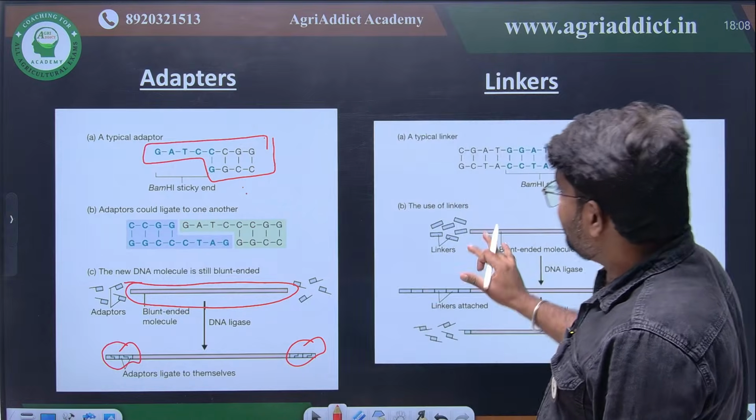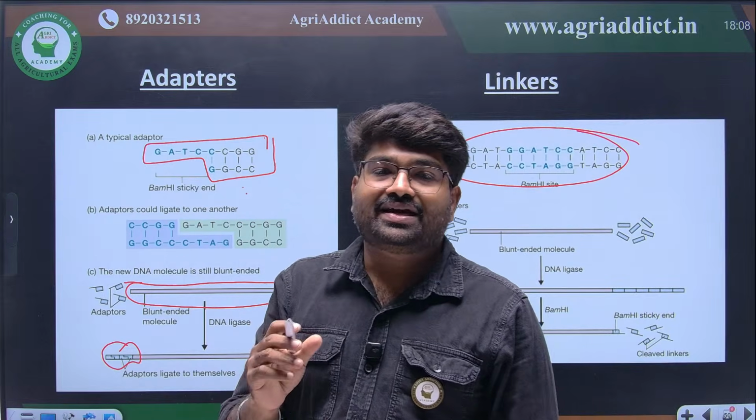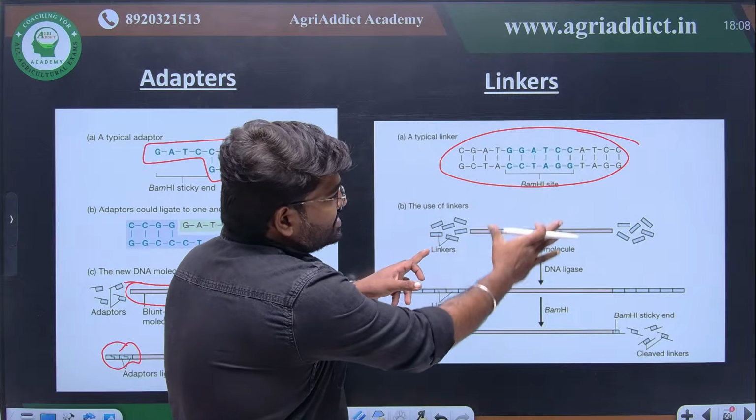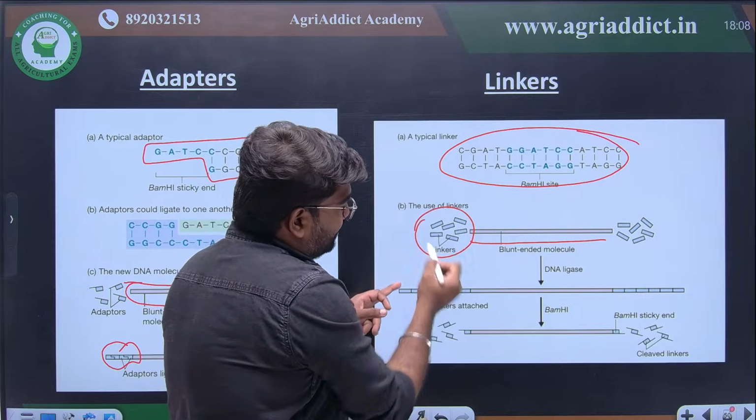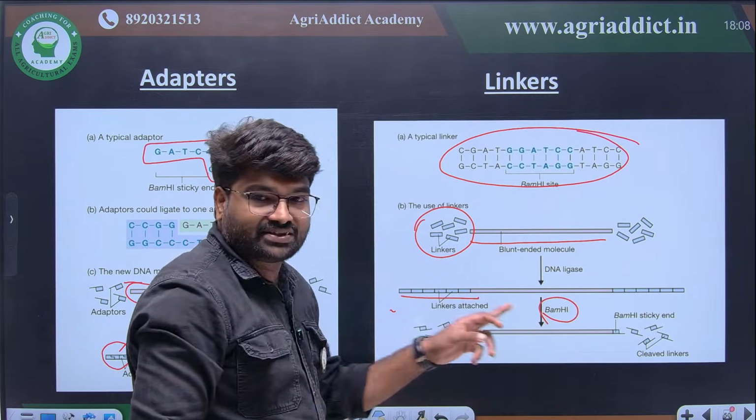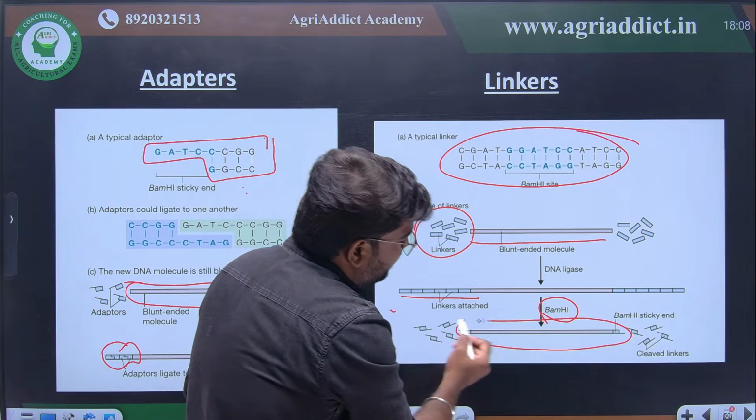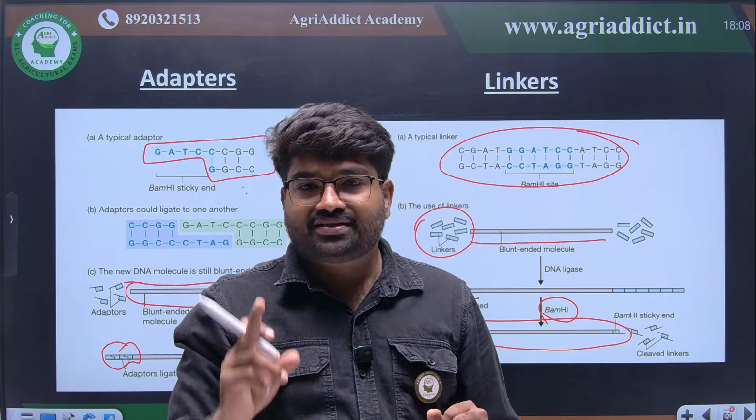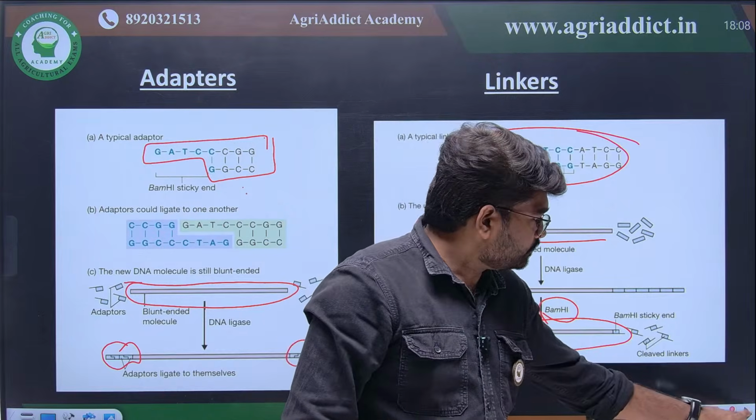What is meant by linkers? Linkers will have a recognition site for a different restriction enzyme. See here, this is the blunt-end DNA I have isolated. These are the linkers. I have joined the linker. Then I will treat with the specific restriction enzyme that will convert the blunt end into sticky end. And I hope this is clear. Adapter and linker, this is a repeated question. What is meant by adapter? What is meant by linker?